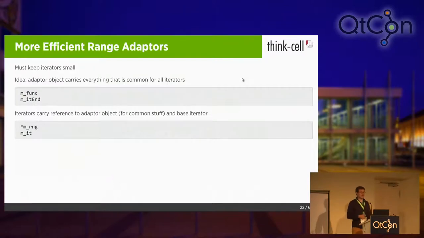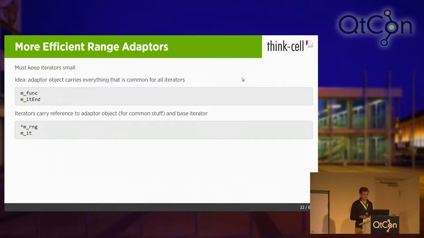So the idea is you have to keep your iterator small. Iterators are copied frequently. They're moved around in your code. You can't have them 1 kilobyte in size, obviously. Okay. So one idea is to say, okay, we have this adapter object. And you notice that the filter and the transform adapter objects were all empty. I just defined the iterator inside. But they can carry data. So why don't we put the data that is common to all these adapters, the function and the end, into this adapter object. And then our iterators just reference the range, the adapter object, and they carry around the inner iterator. This is now for the filter range.